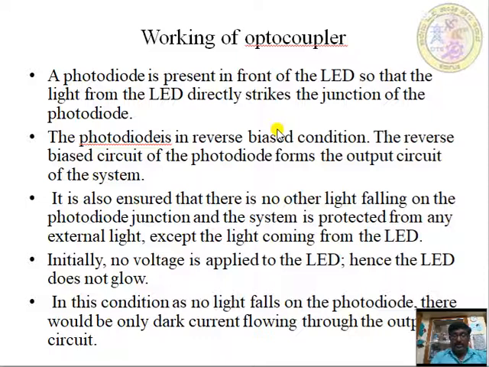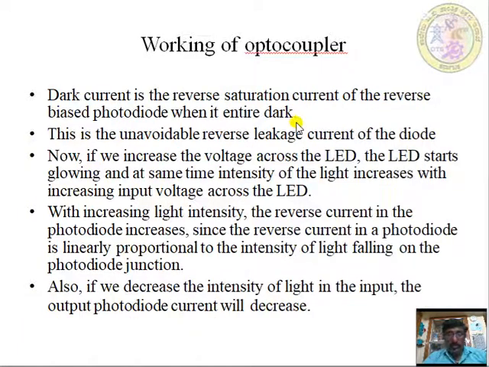Initially no voltage is applied to the LED, hence the LED does not glow. In this condition, as no light falls on the photodiode, there would be only dark current flowing through the output of the circuit. This is the reverse saturation current of the reverse biased photodiode when it is entirely dark, the unavoidable reverse leakage current of the diode.